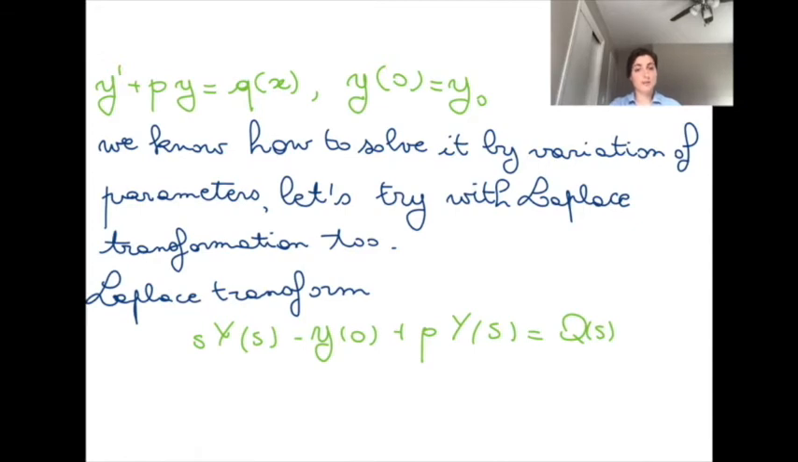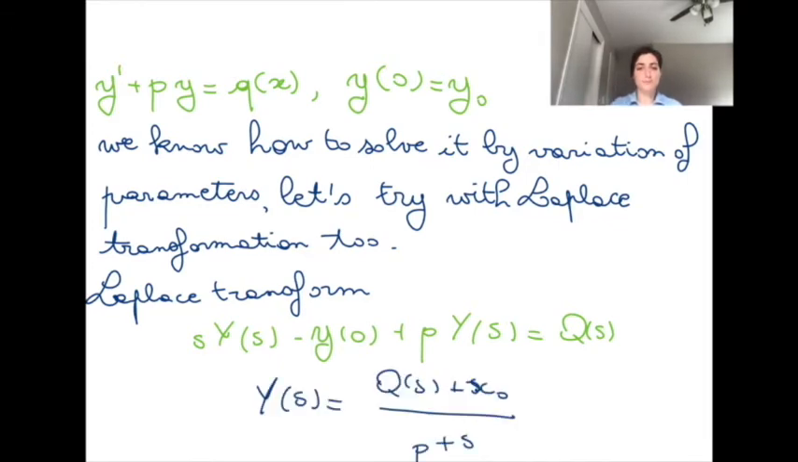So we do the Laplace transform. We know how it goes. We get capital Y being the Laplace transform of our solution y. We have the y0 popping up. And we can write the Laplace transform of y as a fraction with our constant p plus s at the bottom, and Qs plus the boundary condition y0 at the top.